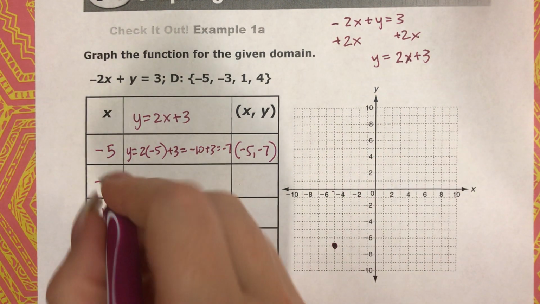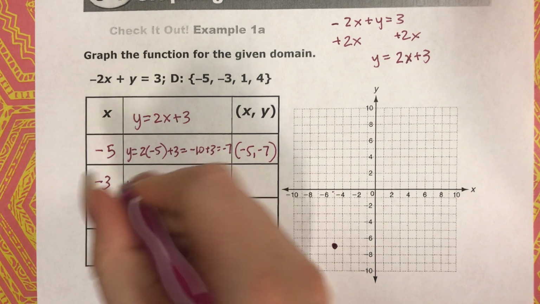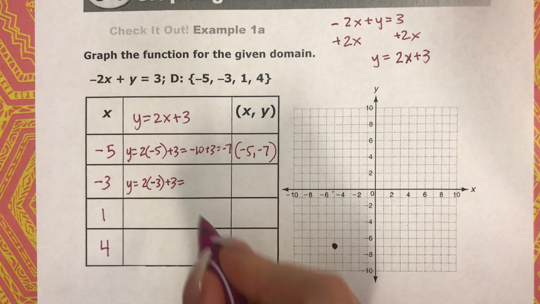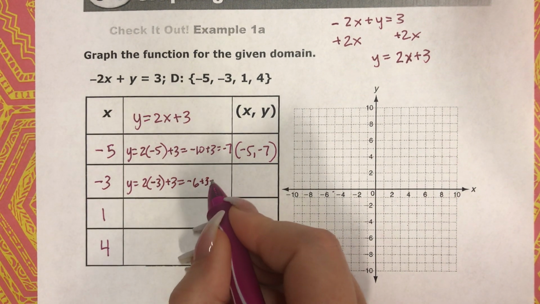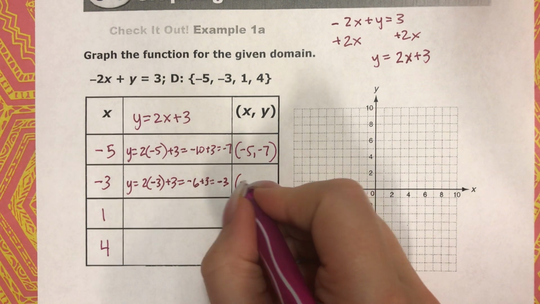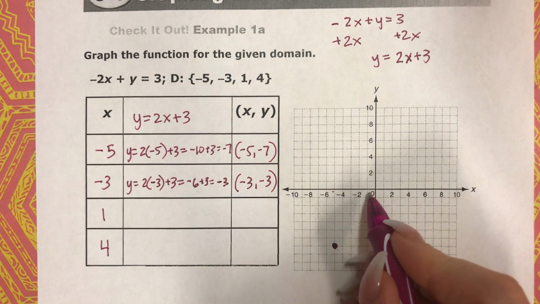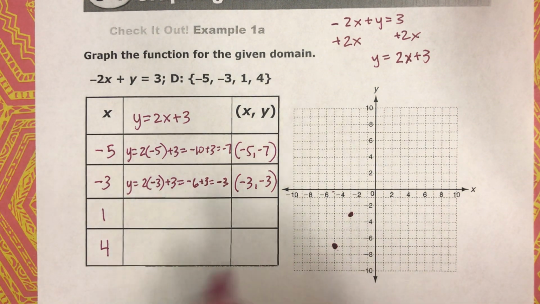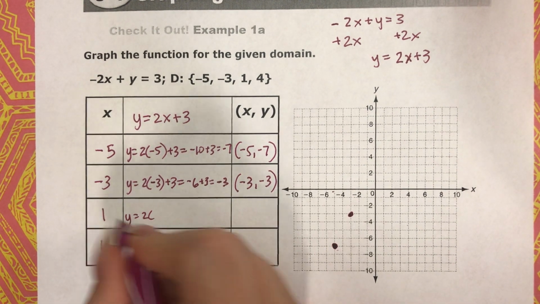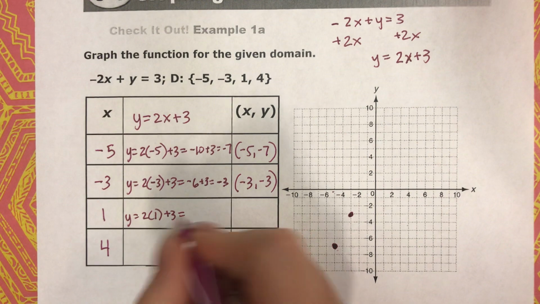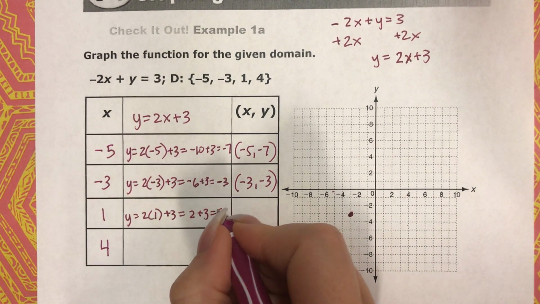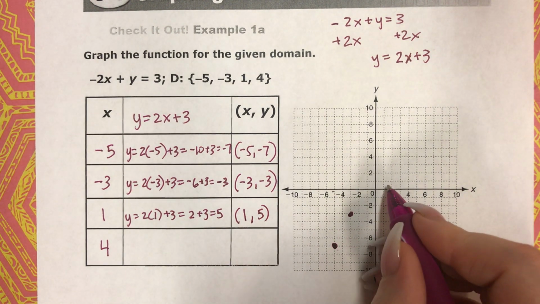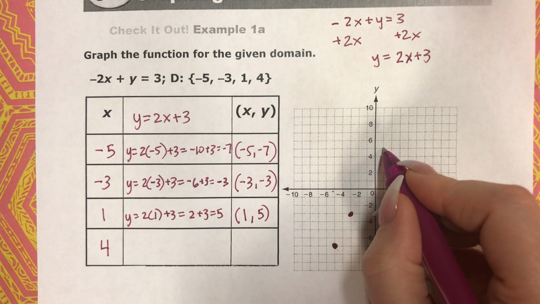Perfect. All right, let's do the next one. Y equals 2, we're substituting this x value in here, times negative 3 plus 3. 2 times negative 3 is negative 6 plus 3 equals negative 3. So you should have the ordered pair negative 3, negative 3. Negative 3 is right about there. All right. And then we have when this x value of 1. 2 times 1 is 2, which gives us the point 1, 5. So 1, 5 is right here.